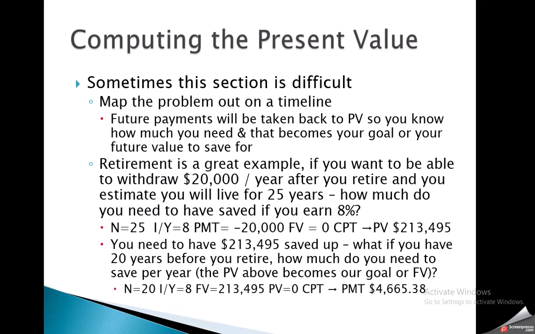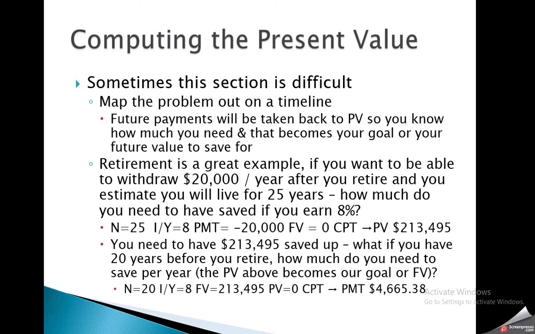So the key to this is, okay, we've got 25 years of retirement. Our IY is 8. The amount that we're withdrawing each and every year becomes our PMT. So remember that if it's each and every year, each and every month, whenever it is, that is going to be your PMT. That is an annuity. So that's where the 20,000 goes. This is where students struggle, is between the future value and the present value.